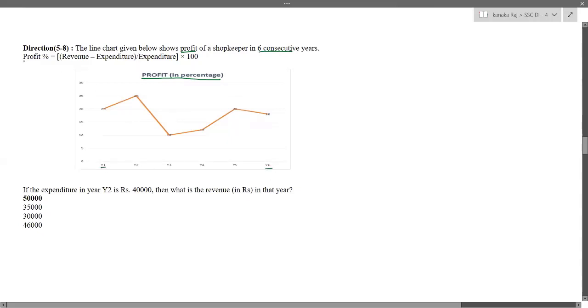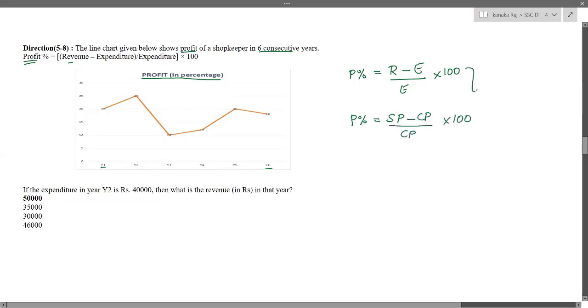So now they've told that profit percentage is equal to revenue minus expenditure, R minus E, divided by expenditure into 100. But then, is this the formula that we know? No. We know the formula for profit in terms of selling price and cost price. Now, what will be the profit percentage formula in terms of selling price and cost price? It will be selling price minus cost price divided by cost price into 100.